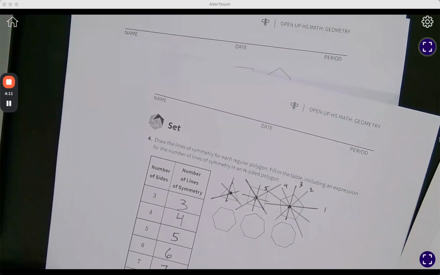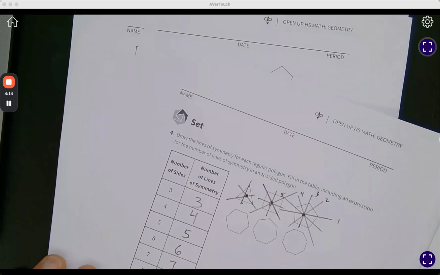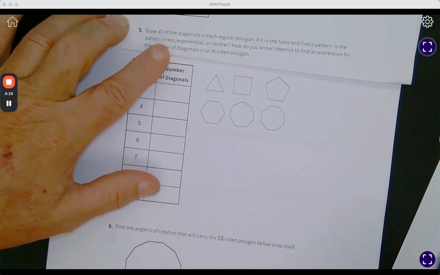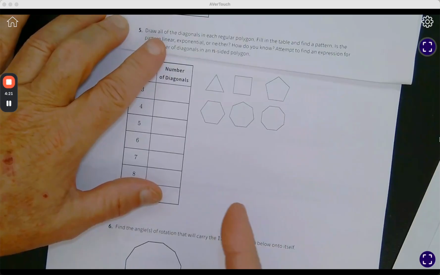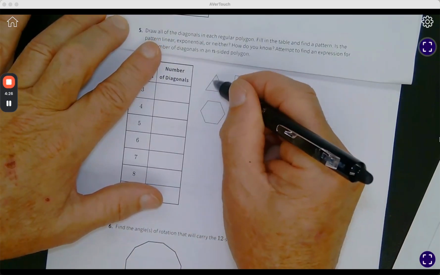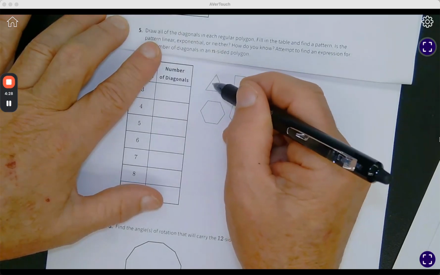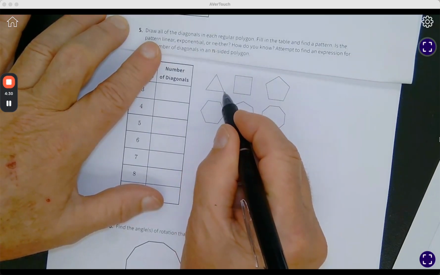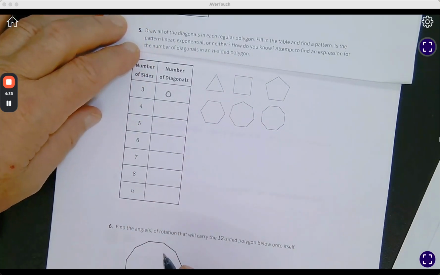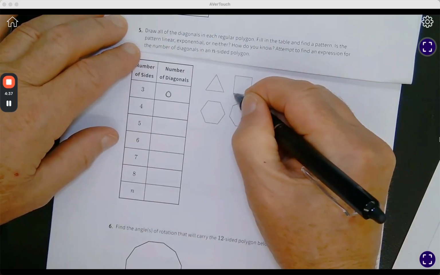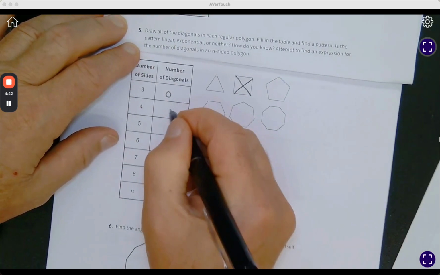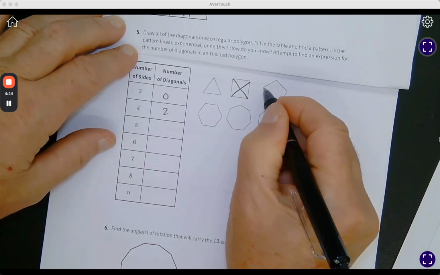This is asking me to draw all the diagonals in each regular polygon. A diagonal has to be from vertex to vertex and go through the interior. So from vertex to vertex along a side would not be a diagonal because it doesn't go through the interior. So there are none. There are no diagonals in a triangle. Here is a diagonal, vertex to vertex. So there are 2.